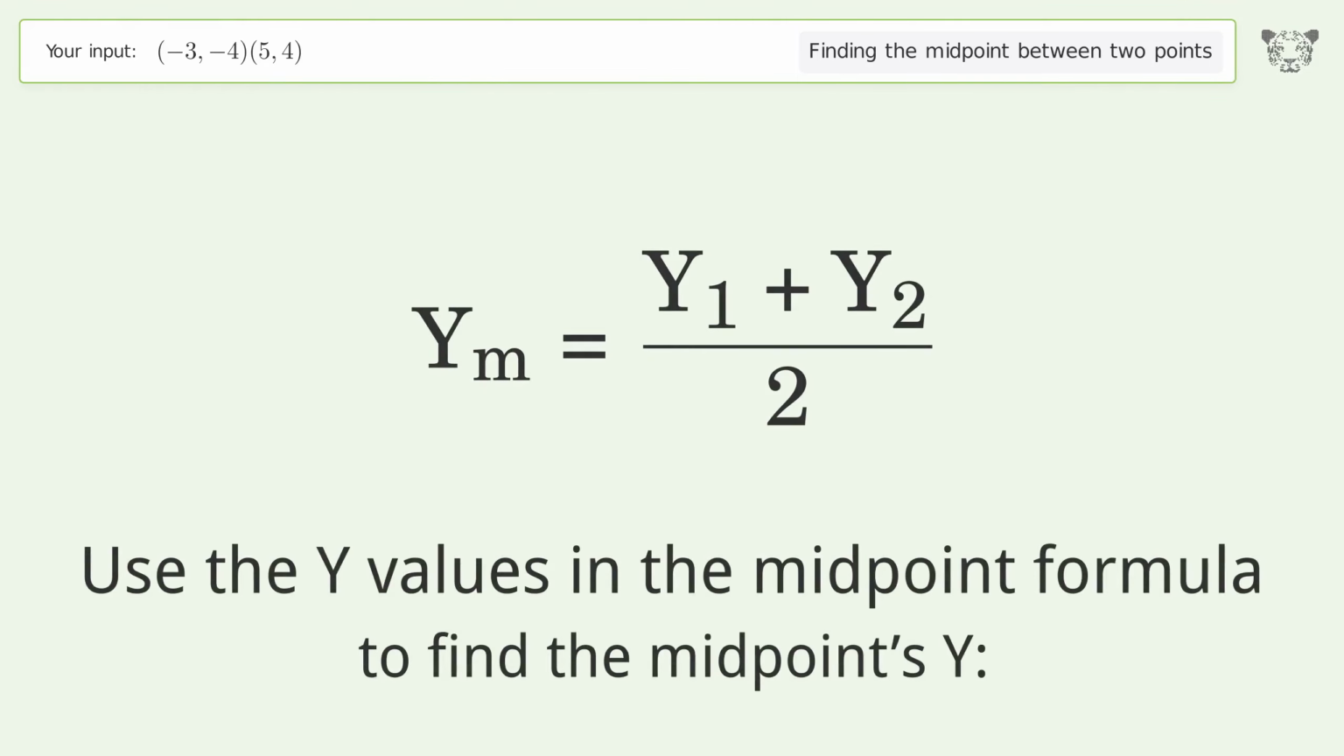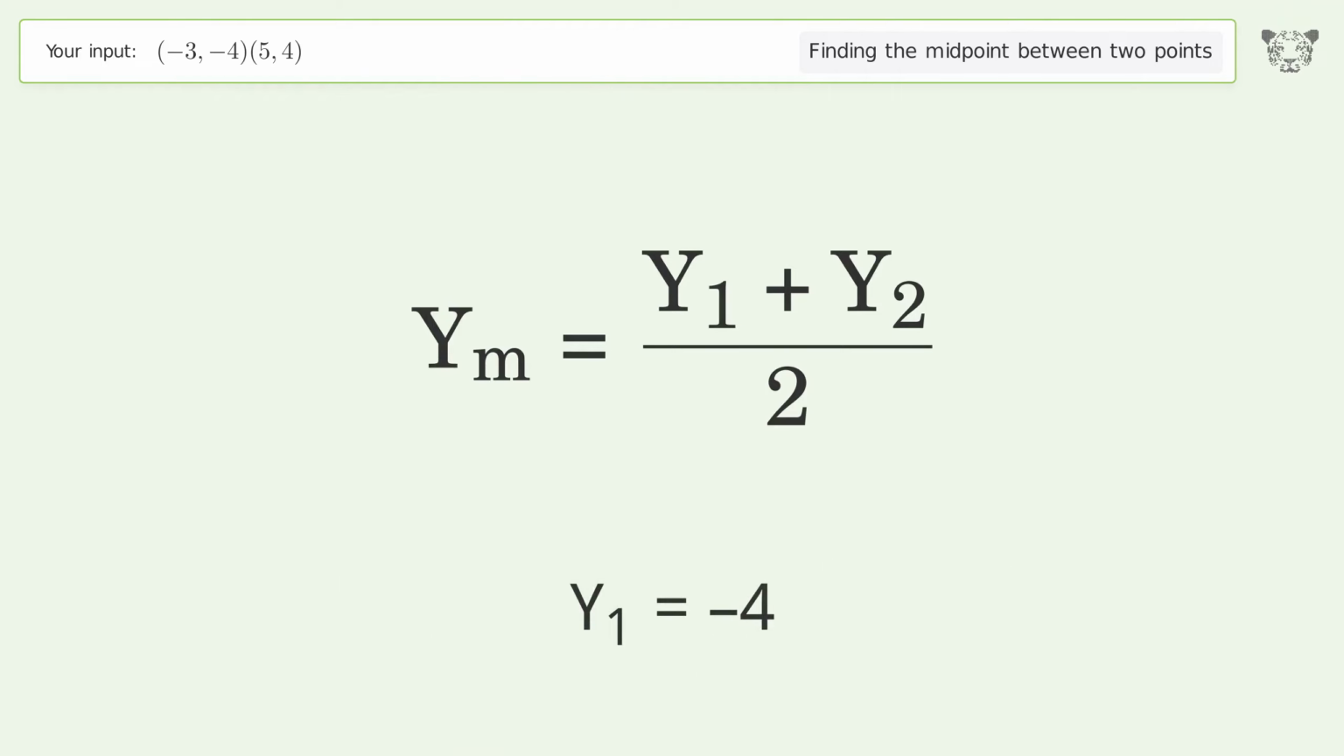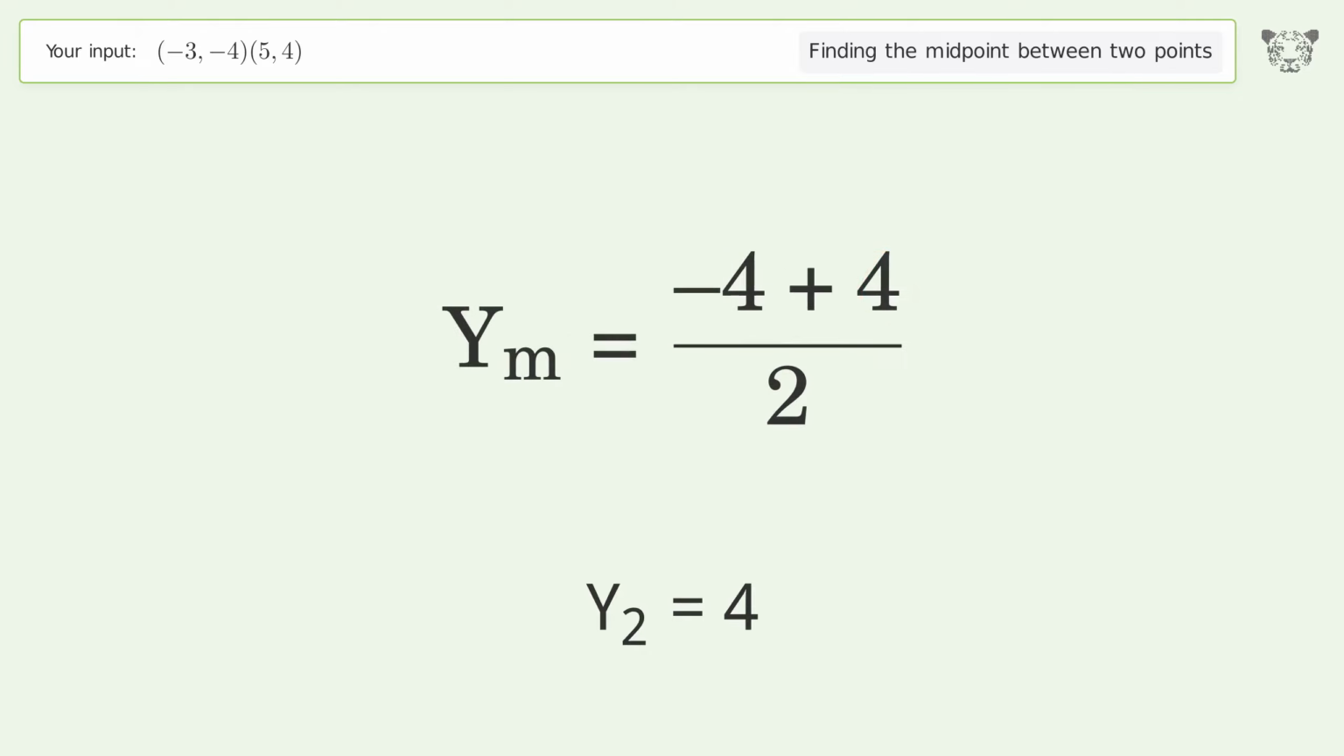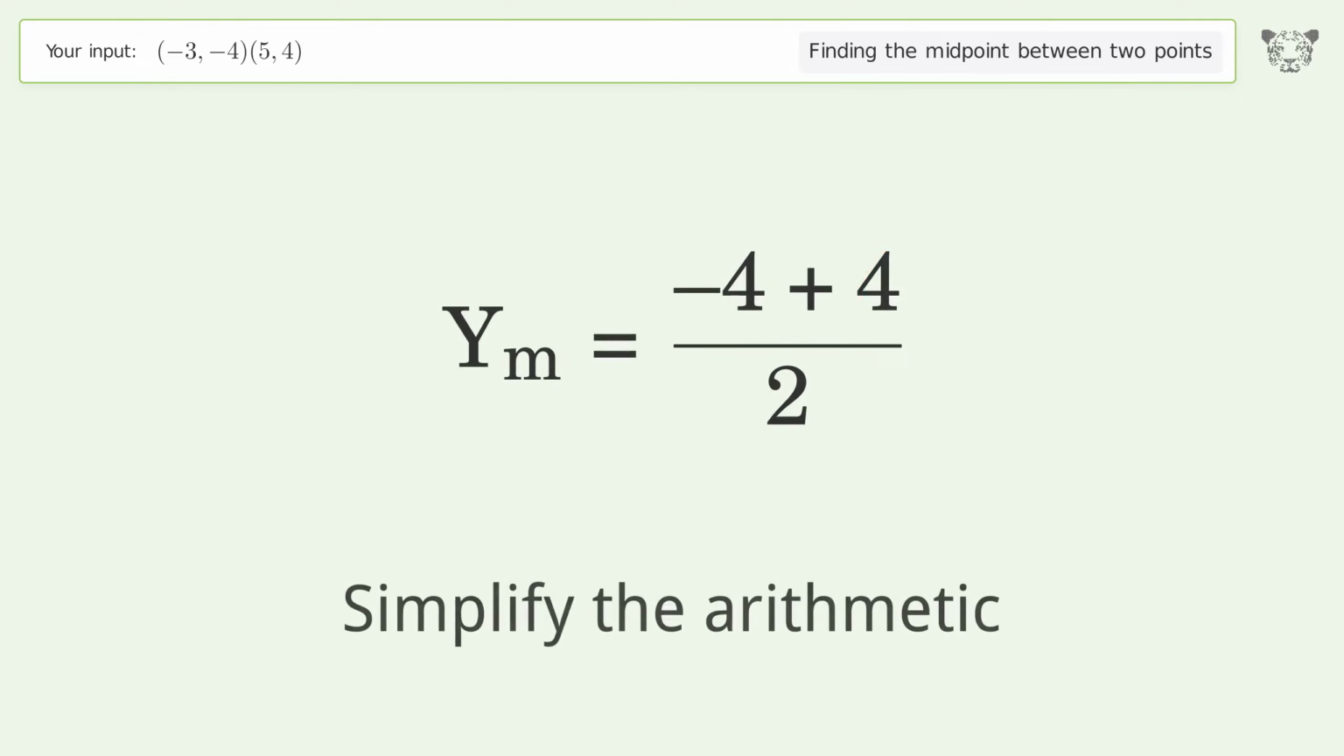Use the y values in the midpoint formula to find the midpoint's y. y1 equals -4. y2 equals 4. Simplify the arithmetic.